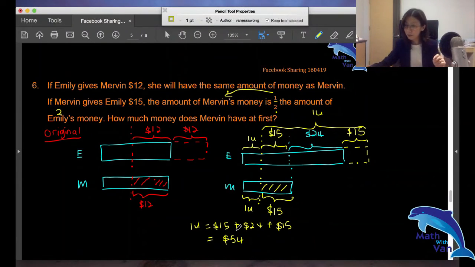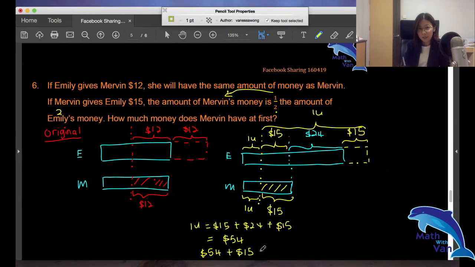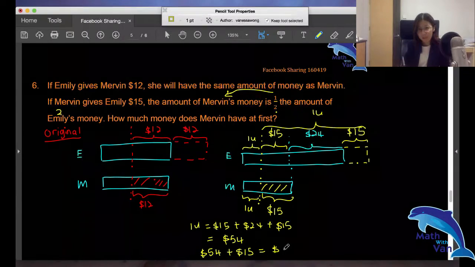Yeah, I'm doing this without my calculator. Yep, so $54. Okay, so how much money does Mervyn have at first? So remember that $54 was the result of scenario 2, but that did not happen. So we will take 54 plus the 15 that he gave to Emily. So this is his answer.